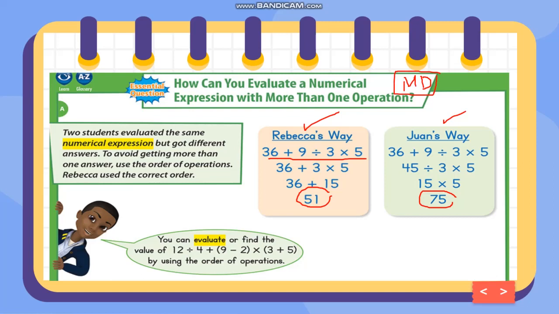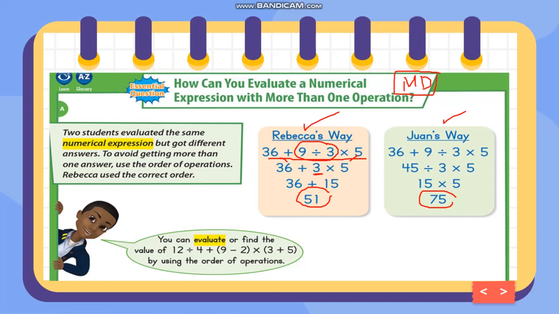Is it multiplication or division? If the division comes first, you need to divide it first. If the multiplication comes first, you need to multiply it first. So, in this case, we have multiplication and we have division. And which comes first from left to right? The division. That's why you need to divide first, 9 divided by 3. So 9 divided by 3 is 3, then copy the remaining numbers. 36 plus 3 multiplied by 5.